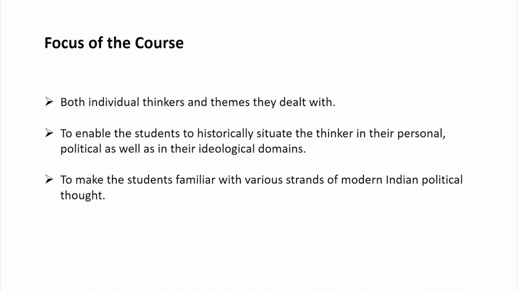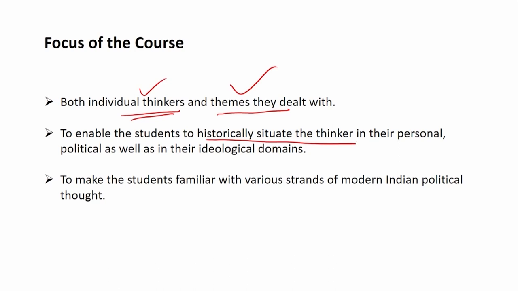So the focus of this course is both individual thinkers, which I have selected depending upon their articulation and also engagement with the politics of their time, and the themes that they have dealt with. Suppose Gandhi, his notion of Swaraj, or Jawaharlal Nehru, his ideas on socialism or statecraft. Similarly, we have many thinkers and their themes, and we have both. The other objective of this course is to enable the student to situate these thinkers historically in their personal, political, and ideological domains. So one objective is not just to understand a thinker and their ideas, but also the ideological domains that help in shaping or constituting their ideas and their approach to politics.